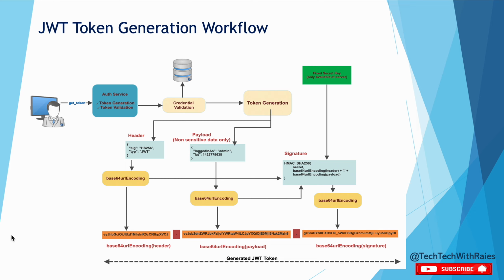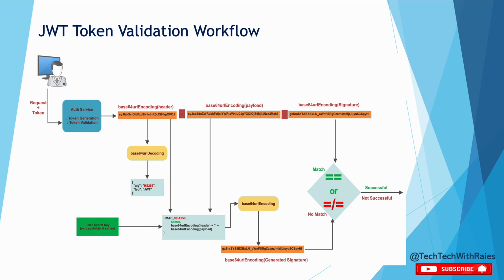Let us move on to the next slide and discuss how validation workflow works. In this slide, we are going to discuss how token validation workflow works. From the previous slide, we have seen that the token is generated, and now user is requesting some particular resource, and in his request header he is passing this token. Let us see how the validation works. The request again lands on the auth service which is responsible for the token generation and validation. In this particular case, it will be responsible for the token validation.